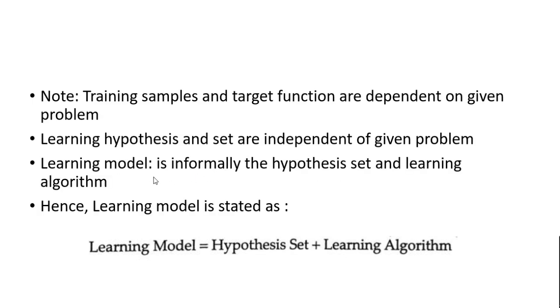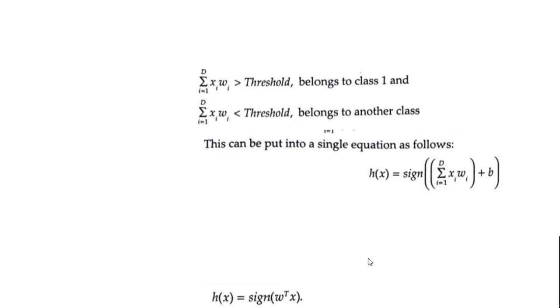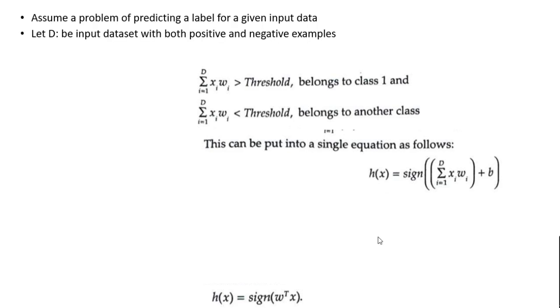The third point you have to remember is the model. The learning model is informally the hypothesis set plus the learning algorithm. So your model is nothing but the hypothesis set plus the learning algorithm. So this is a final conclusion.